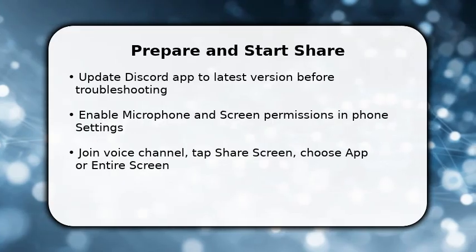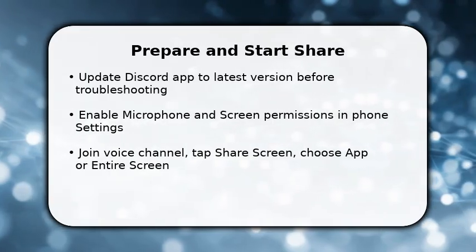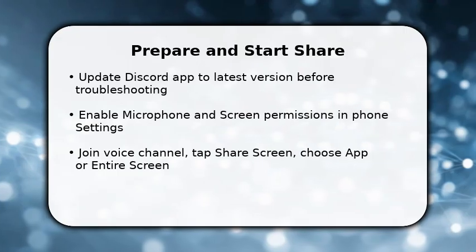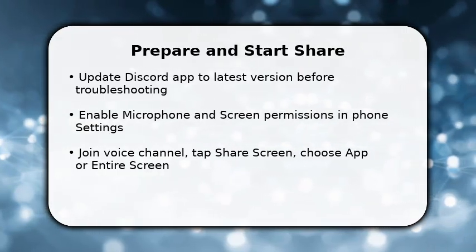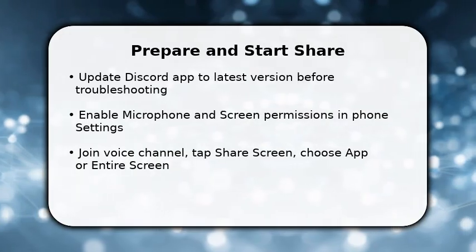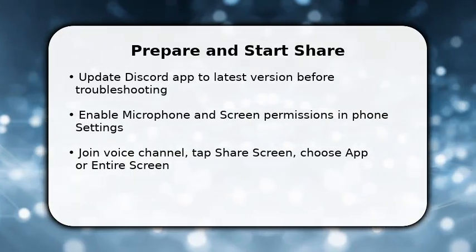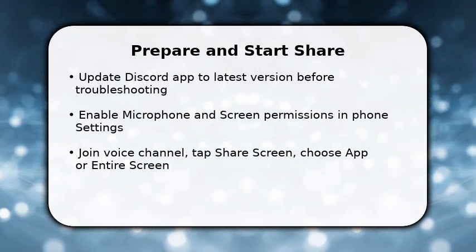Pick entire screen or the specific app you want to stream. Make sure Do Not Disturb is off and Bluetooth audio is disconnected so output doesn't route elsewhere. These quick checks get you into the sharing flow and avoid permission or routing problems as you proceed.